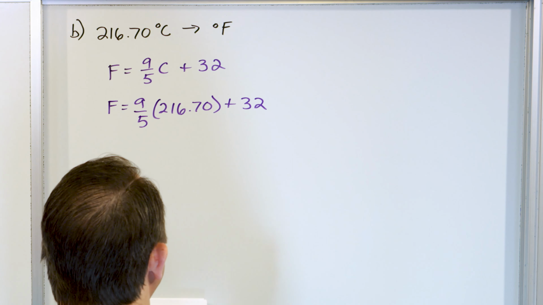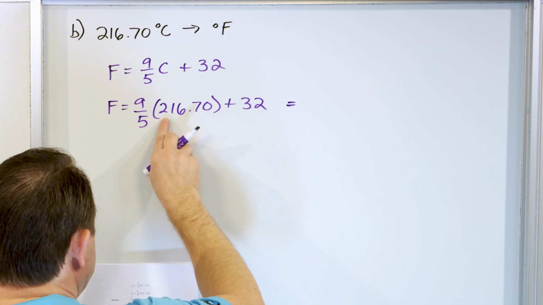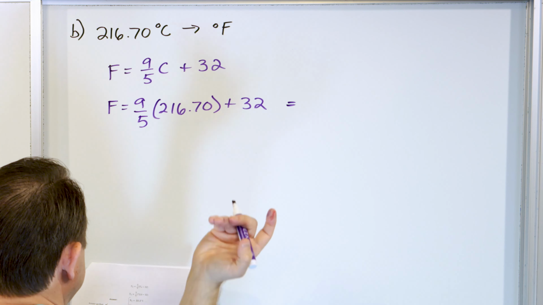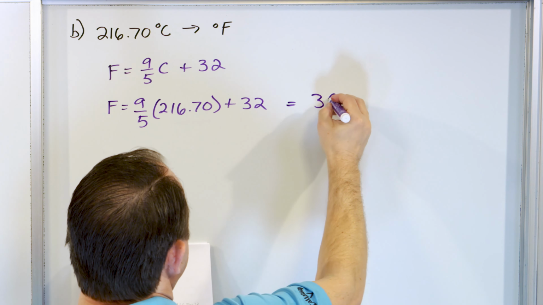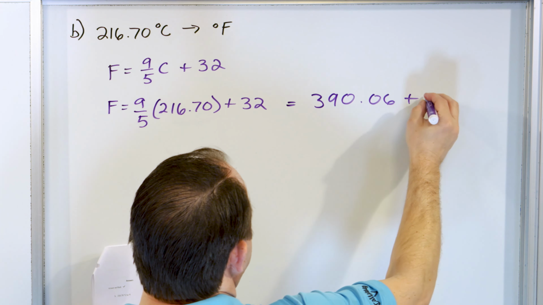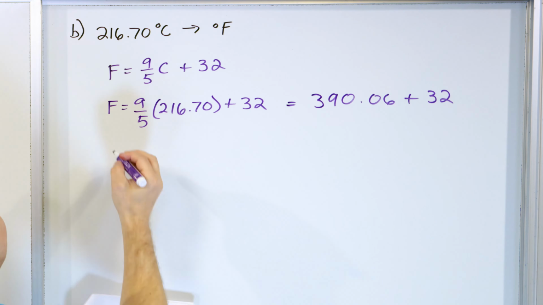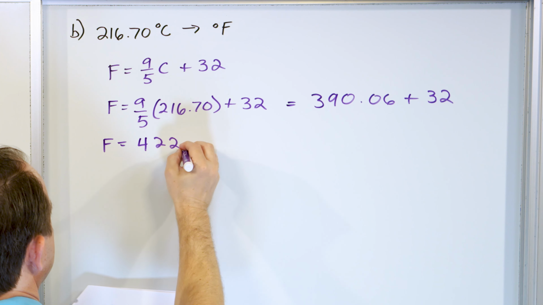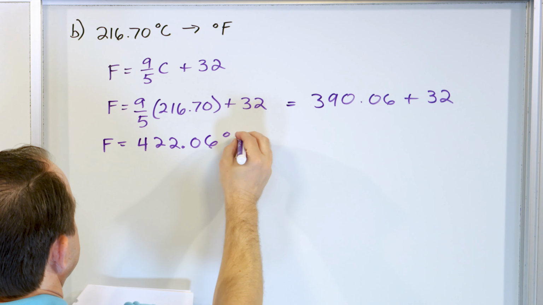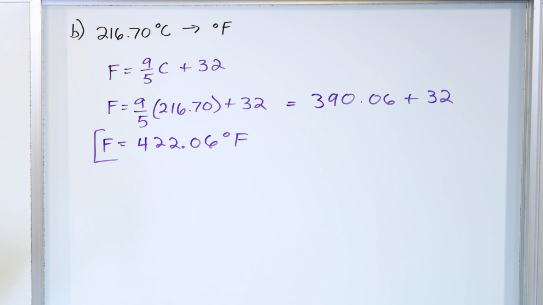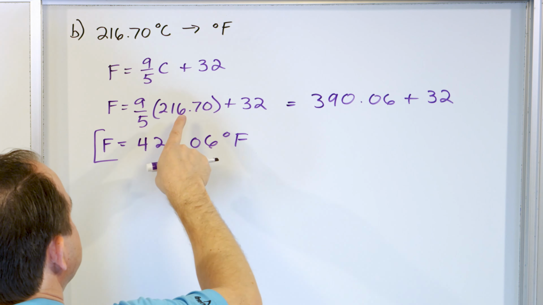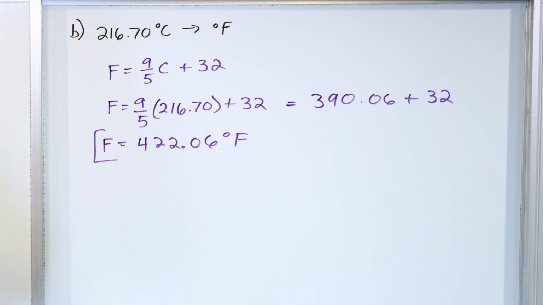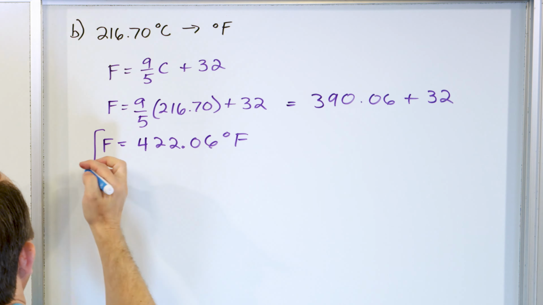All right, and what do we get over here? When we multiply, we take the 216.70, we multiply by 9, then divide by 5, or multiply by 9/5, exactly the same thing. You get 390.06. You still have to add that 32. And so the Fahrenheit, once you add those numbers together, you get 422.06 degrees Fahrenheit. And that's the answer in Fahrenheit. So straight plug in, multiply by 9, divide by 5, then you add the 32, and this is the answer. You get 422.06. All right, now we're cooking.